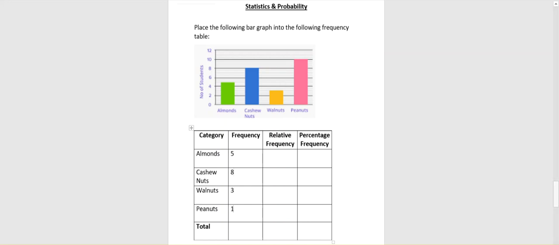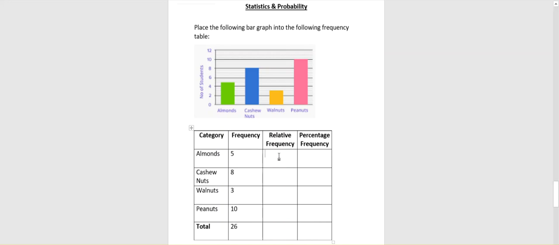Peanuts, we've got 10. That's our frequency. Relative frequency is an important keyword, and that just means write the frequency as a fraction of the total. So the total, I've got to work that out first, is adding up all these here. That leaves me with a total of 26, if I add those up.